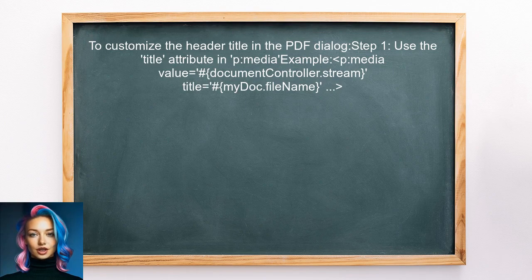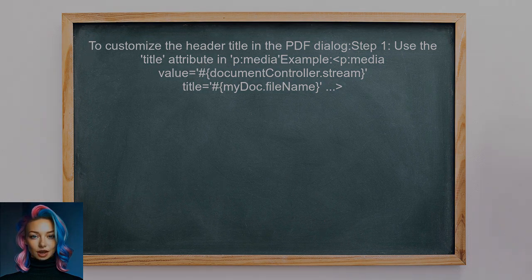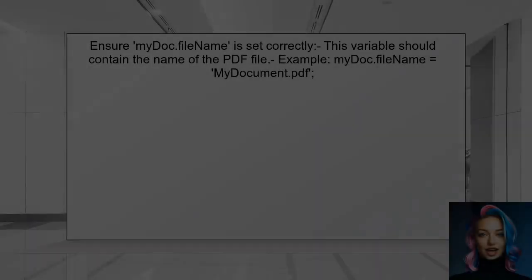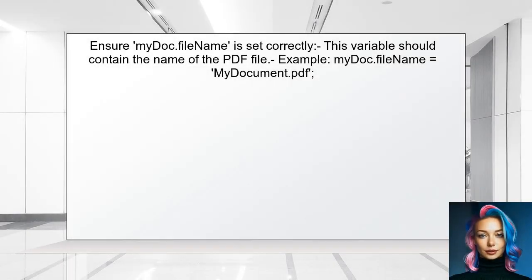To customize the header title displayed in the PDF dialog, the user can utilize the title attribute of the P2Media component. This allows for dynamic content to be shown based on the document being previewed. Next, the user should ensure that the mydoc.filename variable is correctly set to the desired title for each PDF document. This variable should hold the name of the PDF file being streamed.